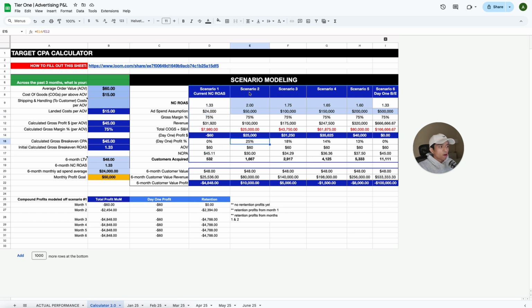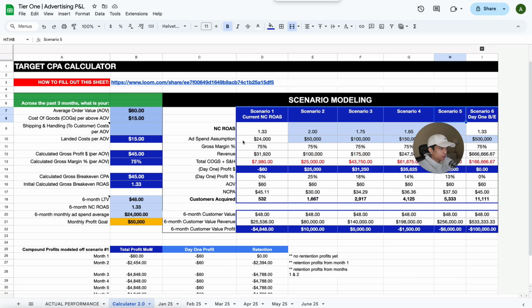Okay, so scenarios 2, 3, 4, and 5 are going to help us understand why return on ad spend does not matter as you actually start to scale.